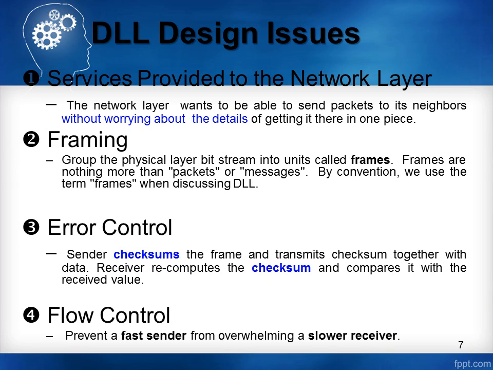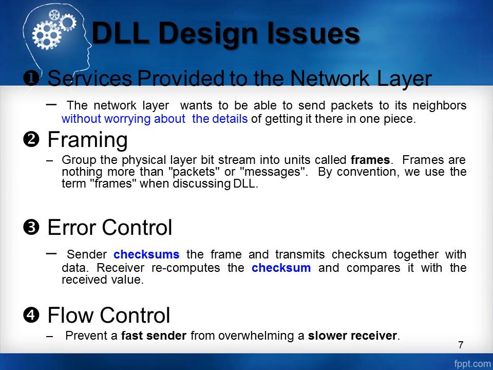What are the data link layer design issues? The services provided to the network layer are to send the packets to the neighbors without worrying about the details, so that they arrive in one piece. Framing. Framing is considered as turning the physical layer bit stream into units called frames. Frames are nothing but packets or messages. By convention, we use the term frame.